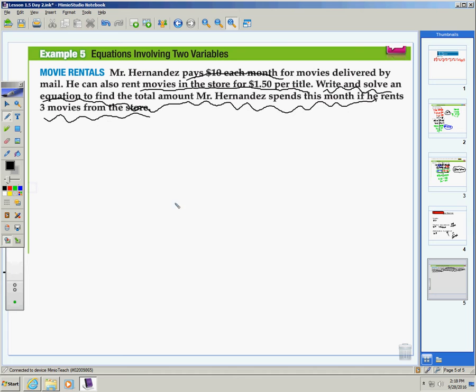So to set this up, I know he pays $10 each month plus $1.50 for every movie he rents. So I'm going to do R is the number of movies rented, and that's going to equal T, which is going to be the total amount spent on movies.